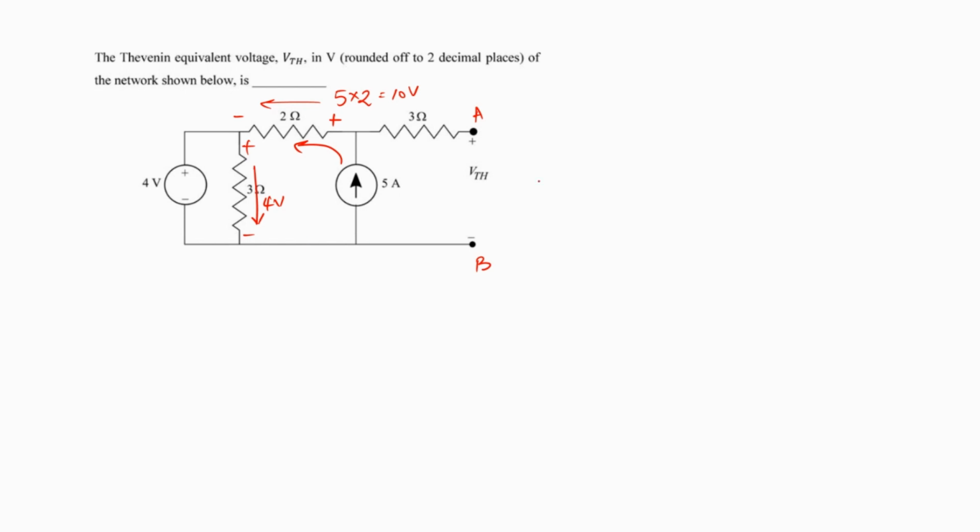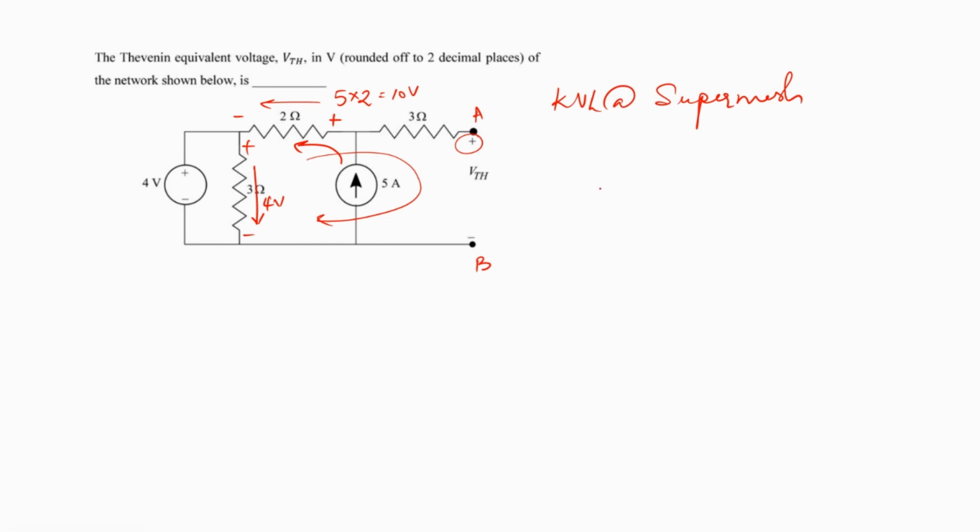We now need to compute VTH. So we've been given that this is plus and this is minus. Now if we consider this entire super mesh, ignoring the 5 amps, and we apply KVL at this super mesh, we would be able to obtain the value of VTH. So let's begin. We can say that the direction of the assumed arrow here and the drop 4 volts is opposing each other.